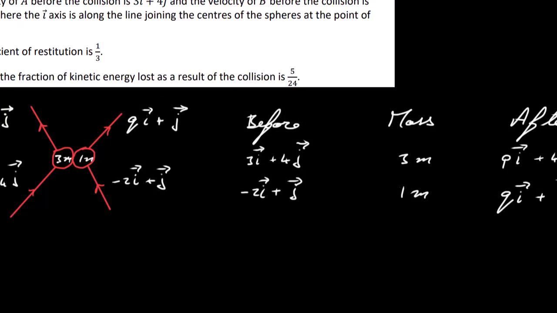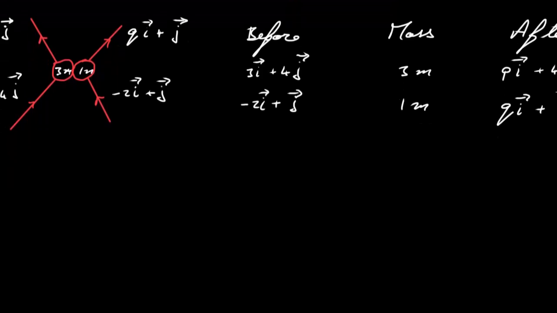Two small spheres A and B of masses 3m and m respectively collide obliquely. The velocity of A before the collision is 3i plus 4j, and the velocity of B before the collision is minus 2i plus j, where the i-axis is along the line joining the centers of the spheres at the point of impact. The coefficient of restitution is 1/3. Show that the fraction of kinetic energy lost as a result of the collision is 5 over 24.